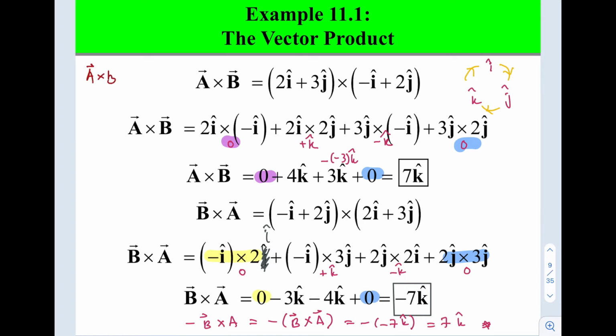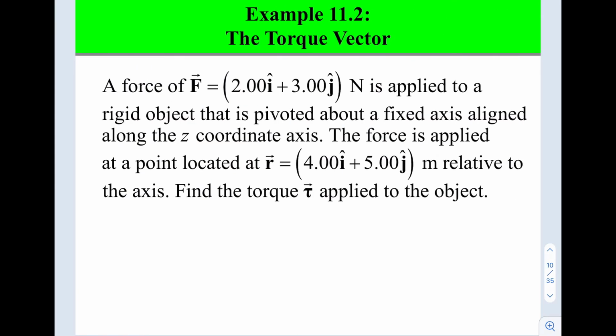So A cross B is equivalent to negative B cross A. In our case, it's positive 7k. Alright?